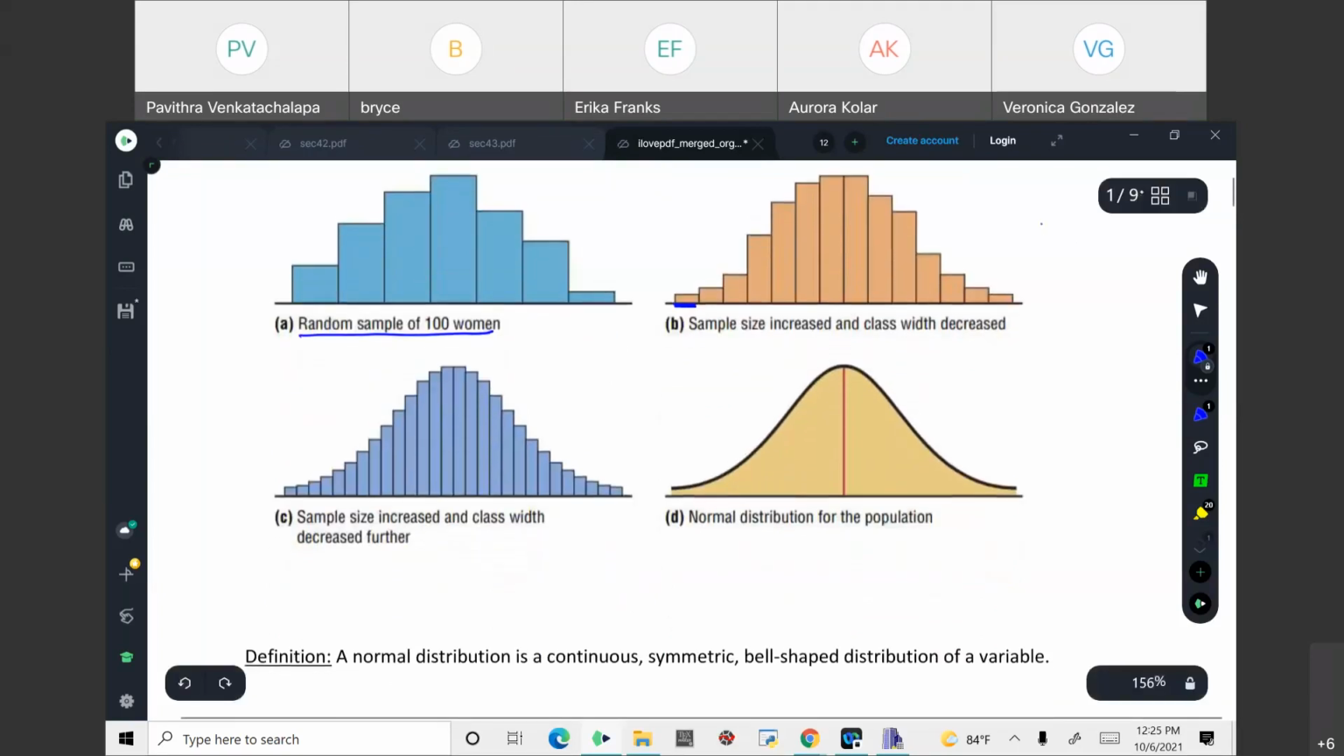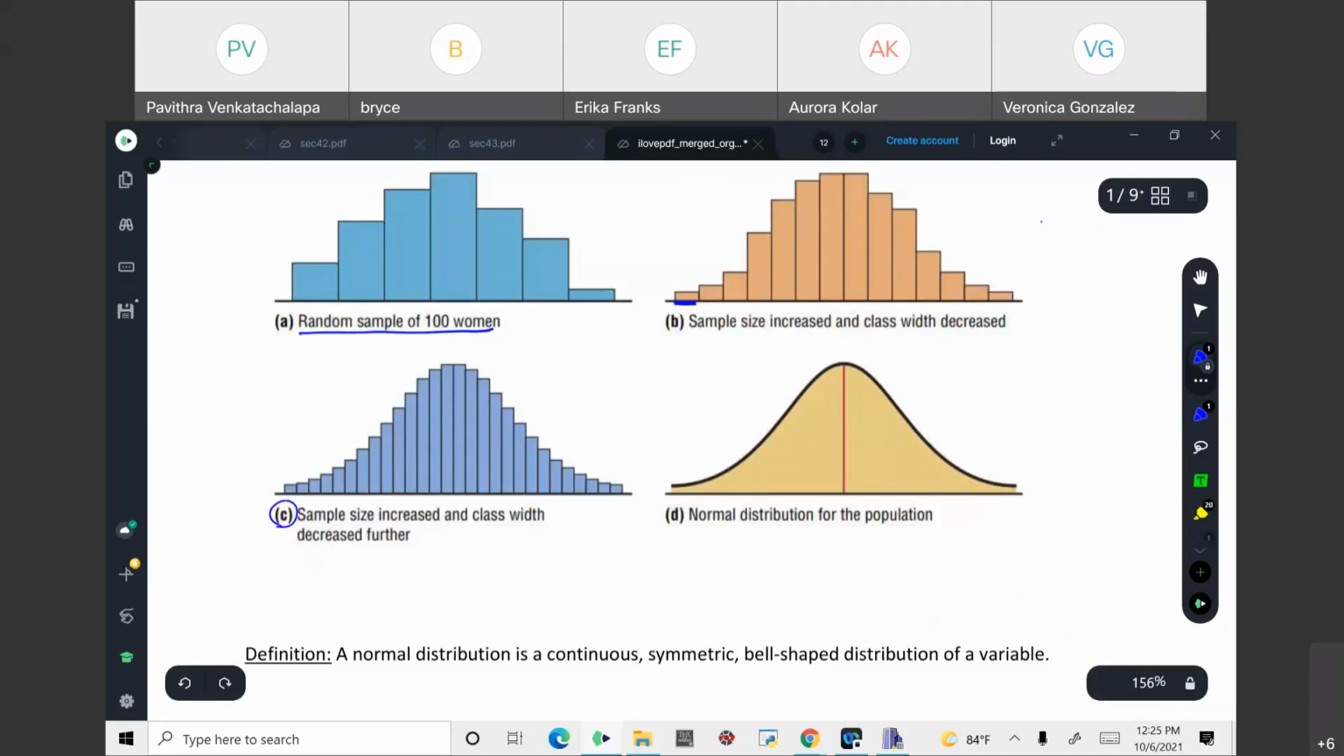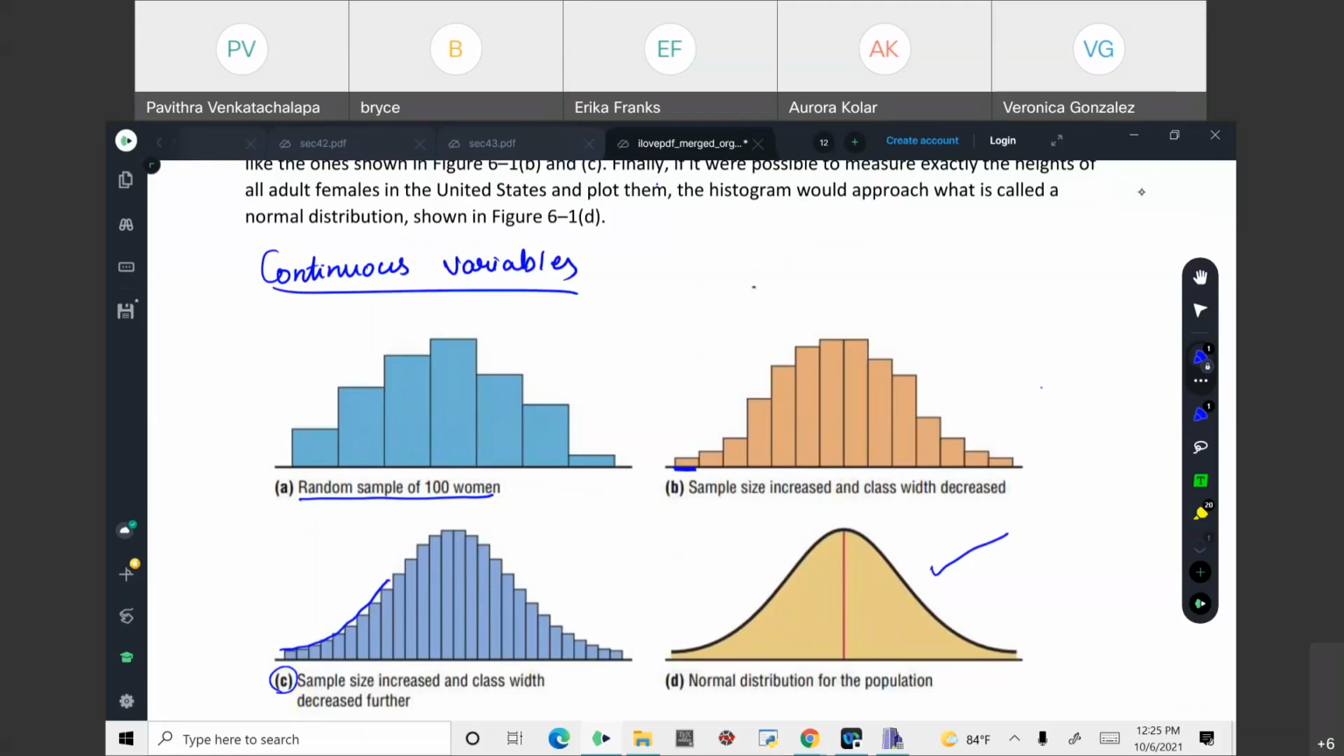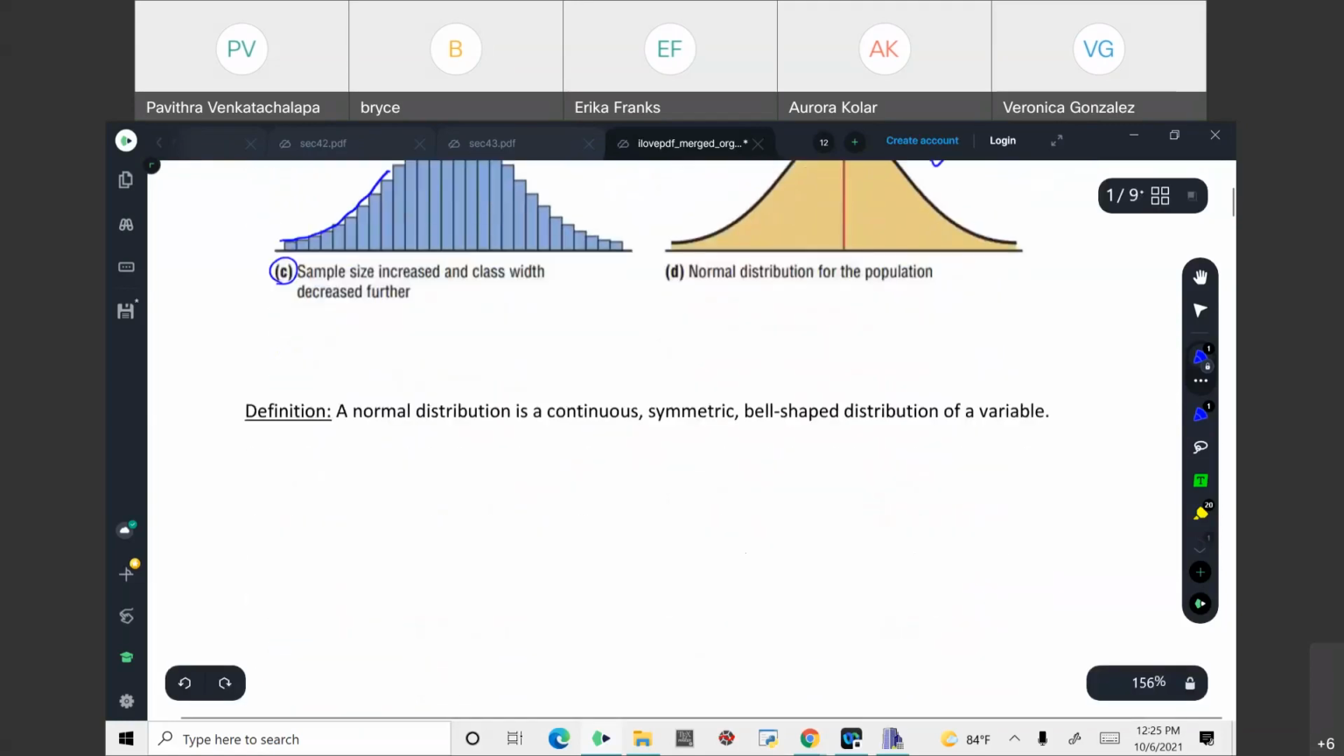In the same way, if you see option C, the sample size is further increased and the class width is further decreased. Now, if you join these corner points, you get this curve, which is a normal distribution. Most of your continuous variables will have this kind of nature. Okay, so this is just a revision.